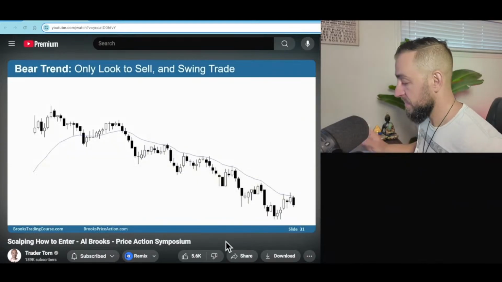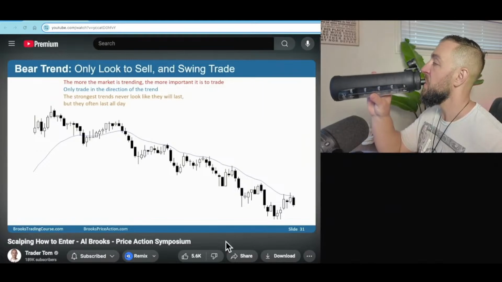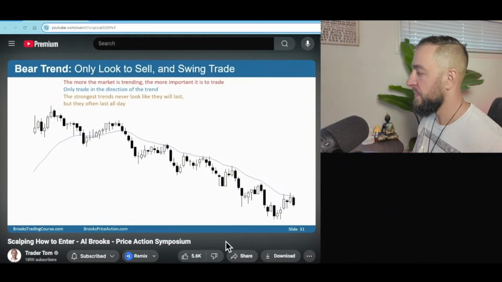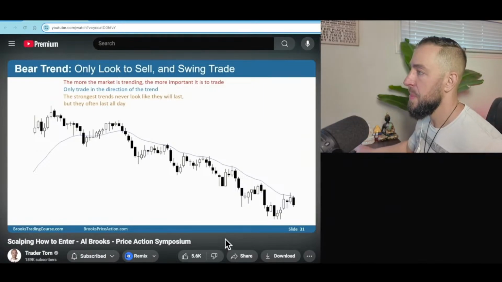The opposite is true in a bear trend. Only look to sell. The more the market is trending, the more important it is that you only trade in the direction of the trend. Strong trends never look like they're going to last, but they can last all day. So get short, put in an appropriate stop above a prior high. If you sell anywhere in here, your stop is up there. Once you get a new low, you put a stop up here, and you just keep doing that all day.